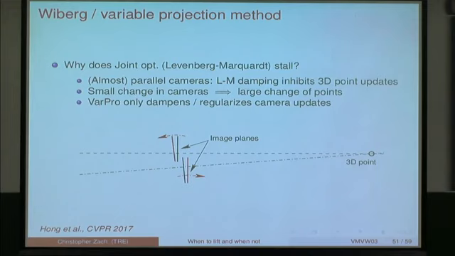And this yields the behavior that the optimizer stops making progress, because for the camera parameters you want to update them, but the points being very far in the distance prevent the update from happening, and that's why it gets stuck.